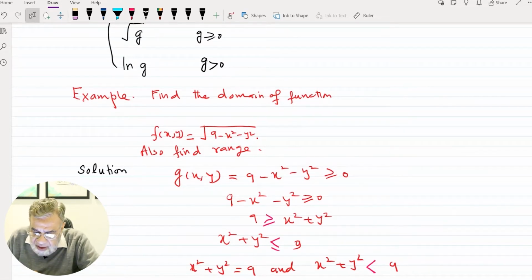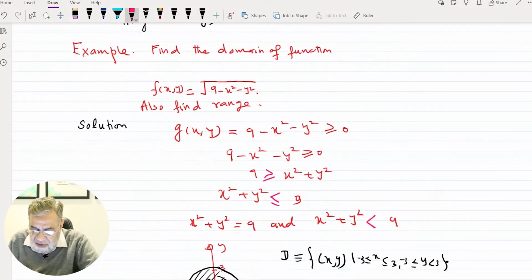So I put here 9 minus x squared minus y squared bigger than or equal to 0. To simplify this, I take 9 to the other side and multiply by minus. We get x squared plus y squared is less than or equal to 9. Now, because it's less than or equal to, we can say x squared plus y squared equals 9, and x squared plus y squared is less than 9.